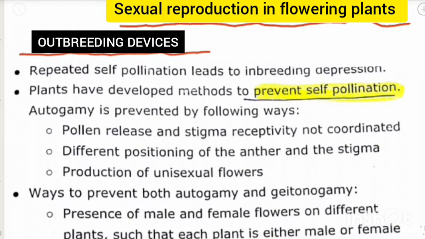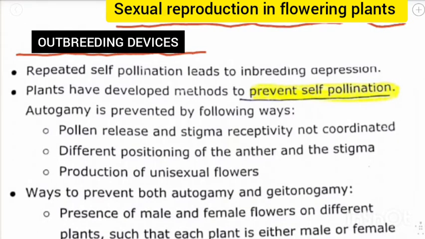As we all know, cross-pollination is much better than self-pollination, because cross-pollination gives rise to a variety of flowers and fruits, whereas with self-pollination, the capability of the plant to produce flowers or fruit decreases. First of all, let us understand what self-pollination is.